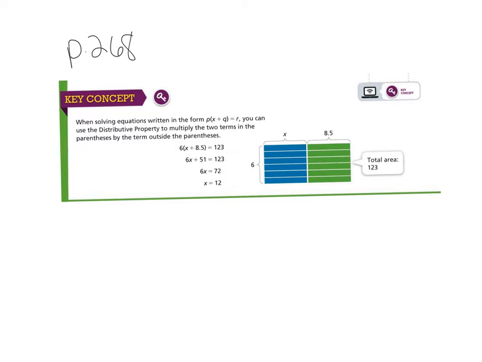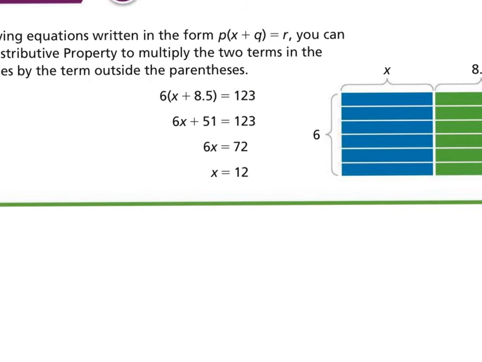Page 268, the key concept, just kind of recaps what we've been talking about. If we have an equation like this, we'll distribute first. The book's not showing all their steps here, but distributing first, and then we've got a two-step equation. It's always going to be either adding or subtracting, and we do the opposite, and then it's always going to be multiplying or dividing, and we do the opposite.